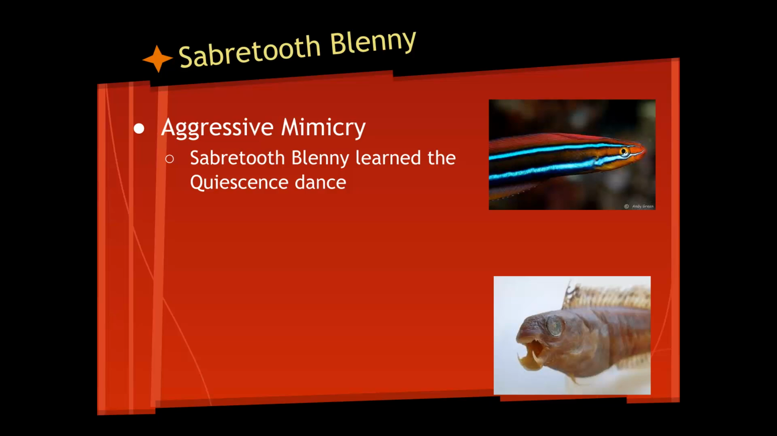And the grouper is a big fish, it's got a lot of meat on it. It learned the quiescence dance, and it does it, and then it goes inside the grouper's mouth, and it chews it to pieces. Now, it doesn't do it to the point where it kills the grouper fish. In fact, it's a bit smarter than that.